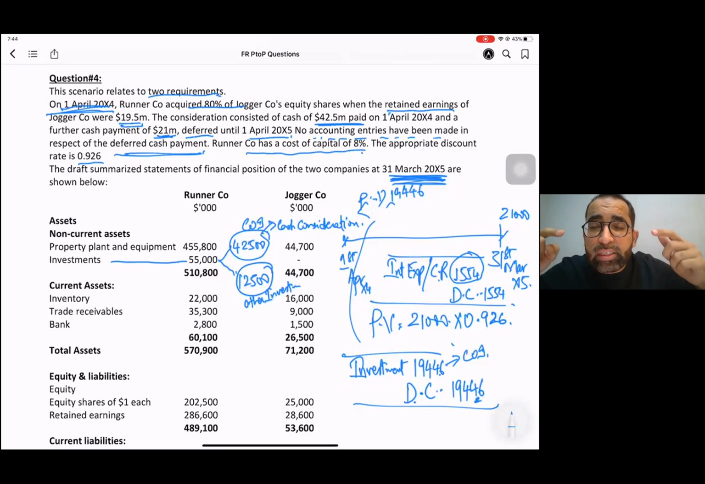Why? Because this deferred consideration loan belongs to P company, and when the loan belongs to P company, this interest expense also belongs to P company. So when P company books this interest expense, P company's profits will go down, and when P company's profit goes down, P company's retained earnings and consolidated reserve will go down. Okay, so don't forget this. Just giving you 30 seconds, take your time.